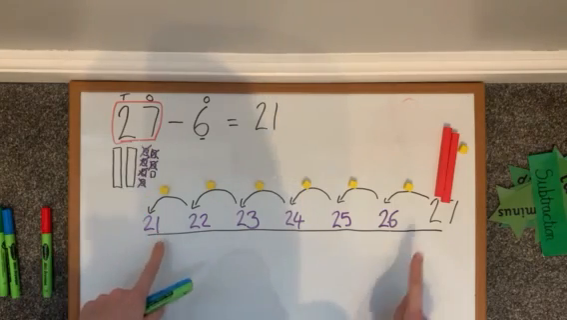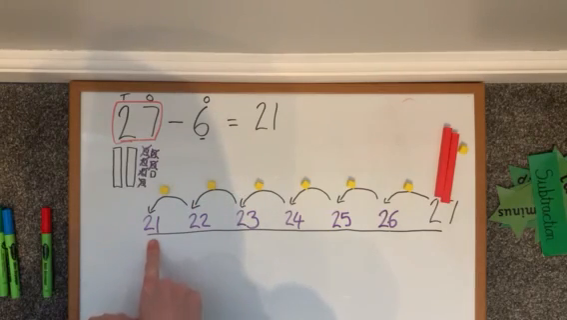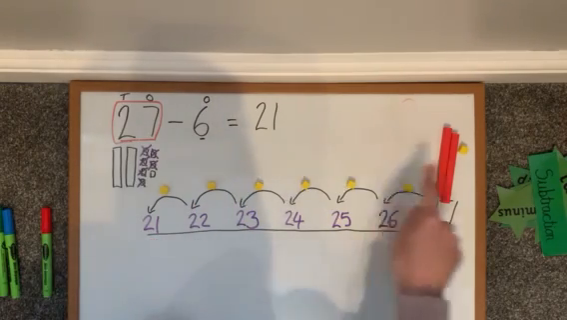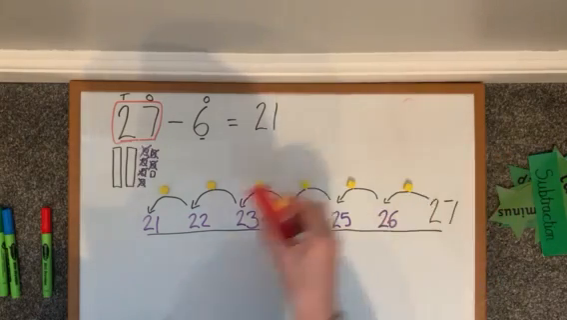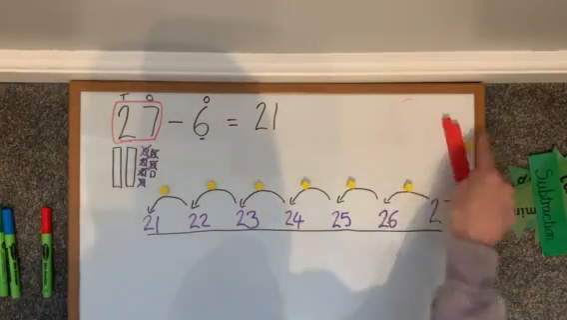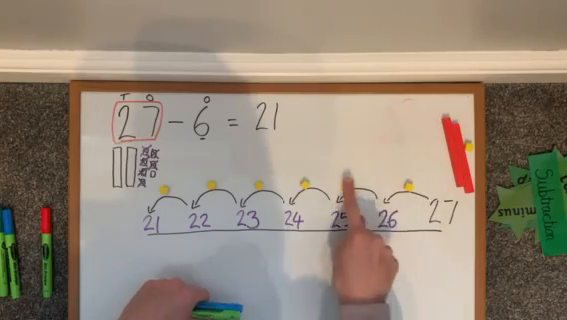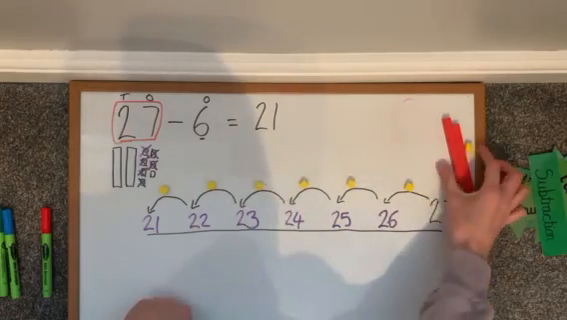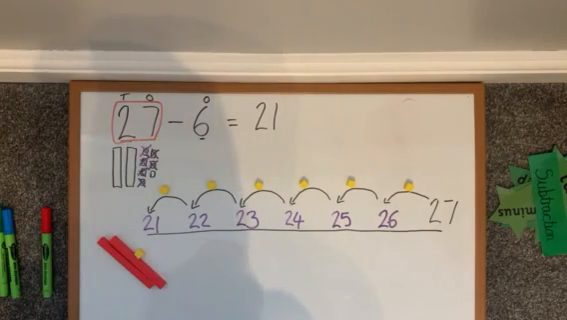And if we look, where I've taken away the 6 ones, I've landed on 21 on my number line, but I've also got the 21 left over here. So my answer, I've got the 21. I started with all of these, which made my 27. I took away 6 of them, and this is what it's left me with. It's left me with the 21.